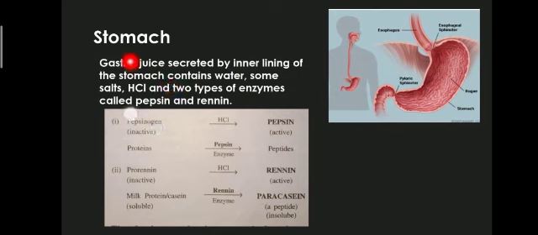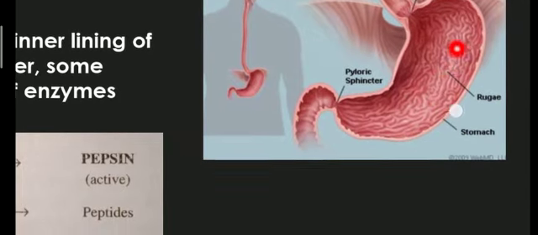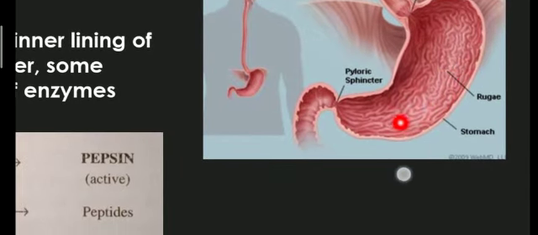Then we'll be talking about the stomach, the next organ. The stomach is an elastic bag which is present below the diaphragm. The stomach walls are highly muscular and churn the food thoroughly to mix it with the gastric juices secreted by the inner lining. So, the inner lining of the stomach secretes gastric juice, and because of the presence of this gastric juice, the food gets thoroughly mixed with it and further digestion takes place.